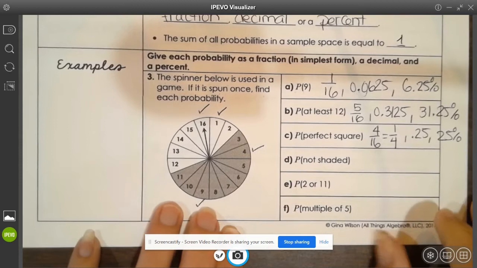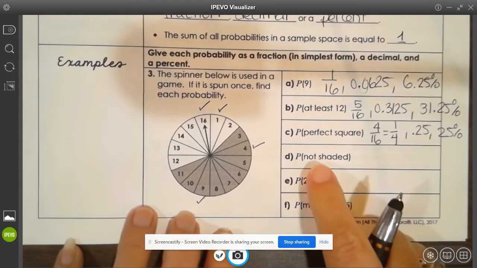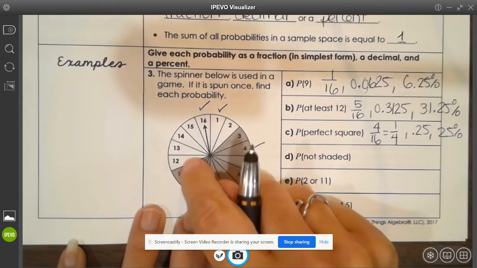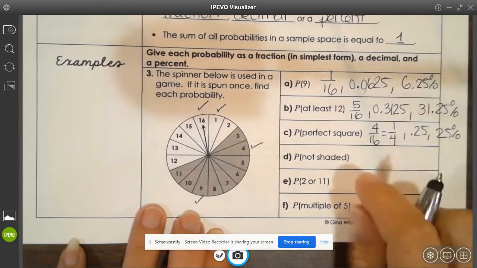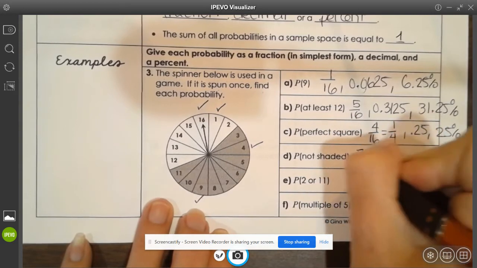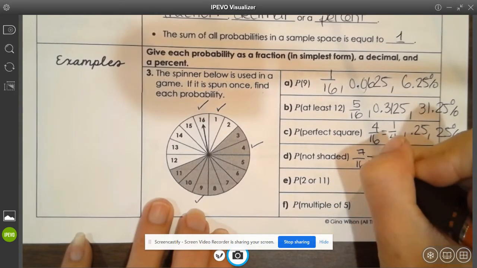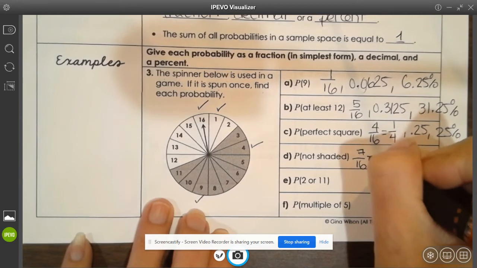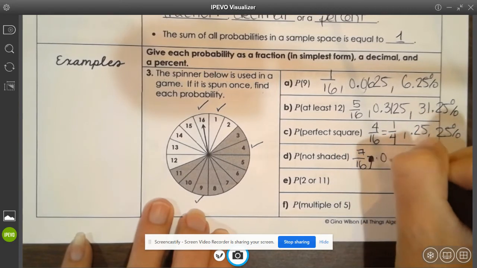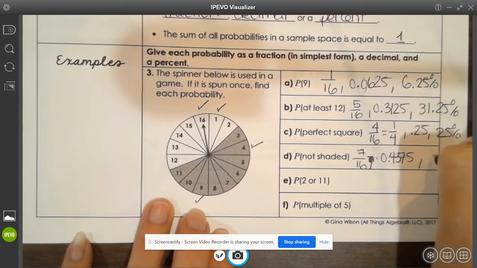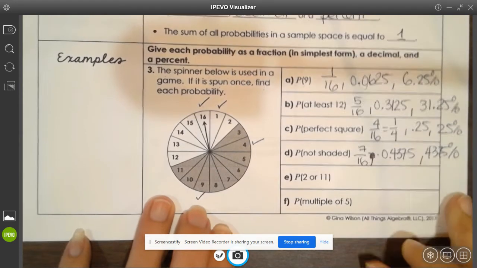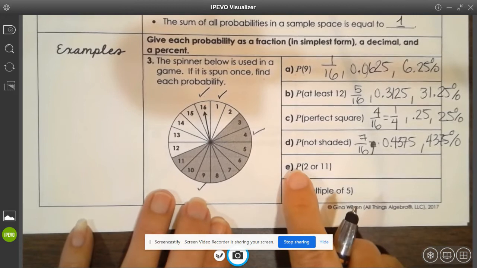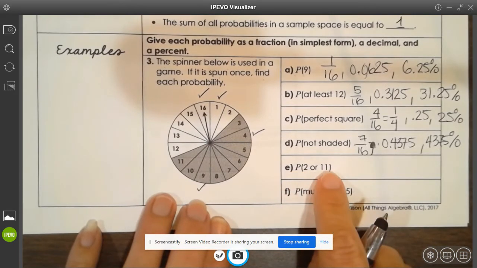Okay. What's the probability that you get a non-shaded number? How many are there? 1, 2, 3, 4, 5, 6, 7. So 7 over 16. You divide that. Oh, you can't simplify. That's already simplified. So that is 0.4375. You multiply by 100, it's 43.75%.